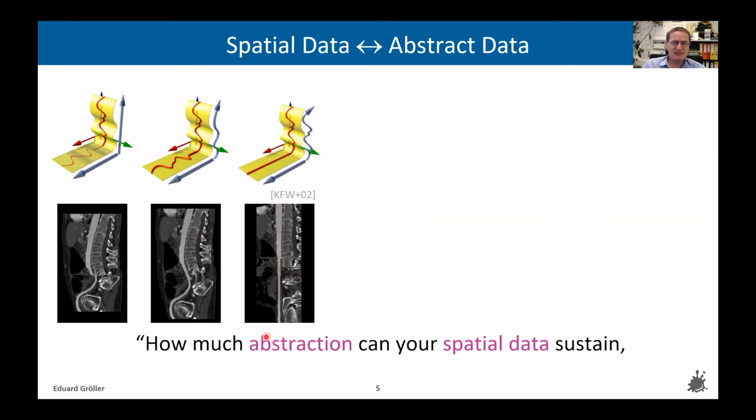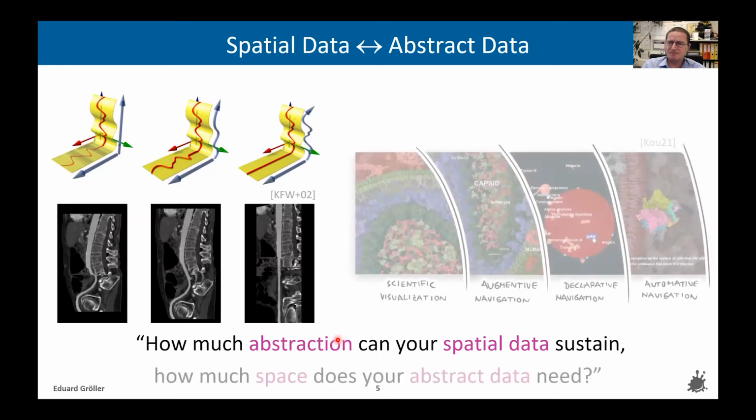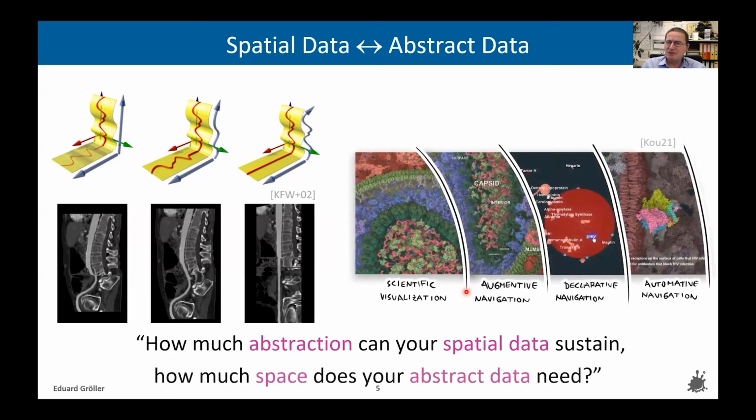So this is a critical thing if you have spatial data. How much can you abstract of these data for the task that you want to solve? On the other hand, if you're thinking about abstract data, how much space does your abstract data need? And this is basically the take-home message of the talk, which I will underline with various examples now.